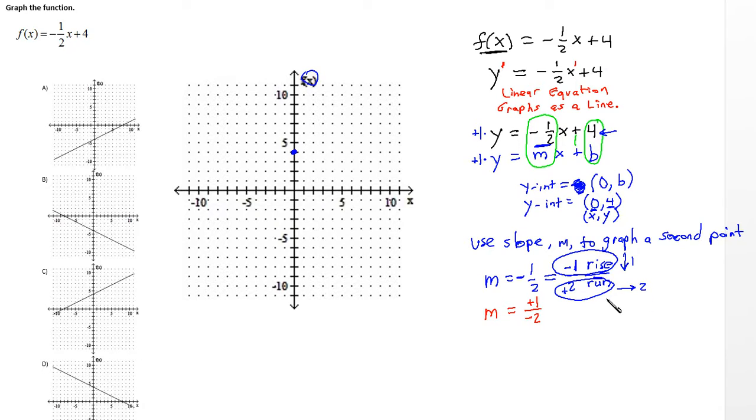And we're going to do that from a known point, which is the y-intercept. So we're going to mark a point. We're going to rise -1, then run +2, and mark a point. And that gives us a line. Now, let's go ahead and draw that line and see what would happen if we drew this line.